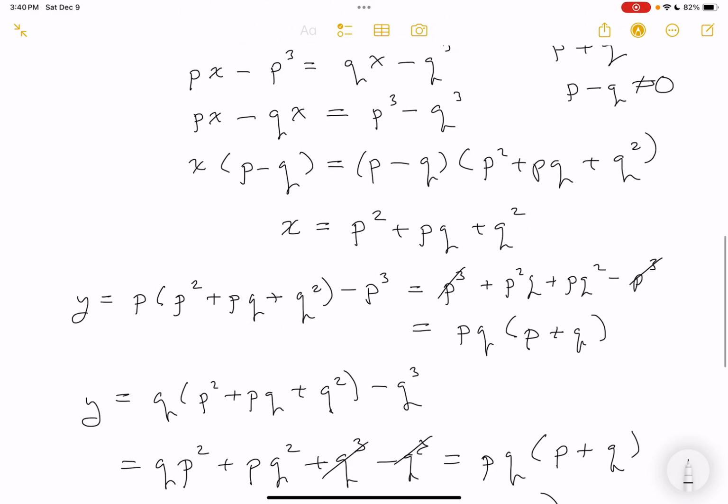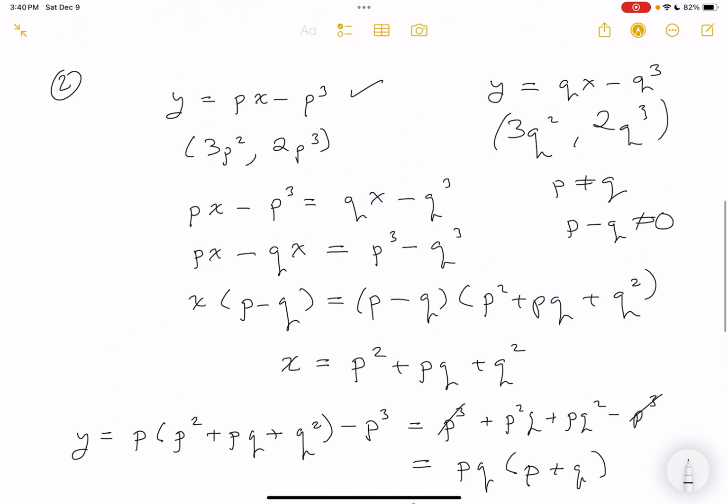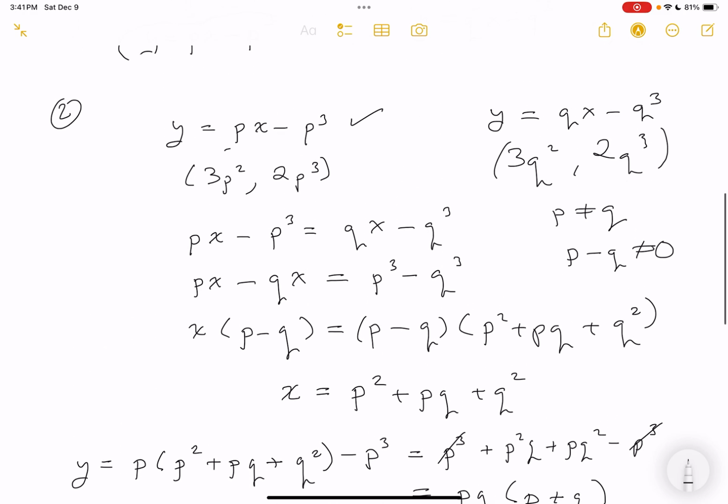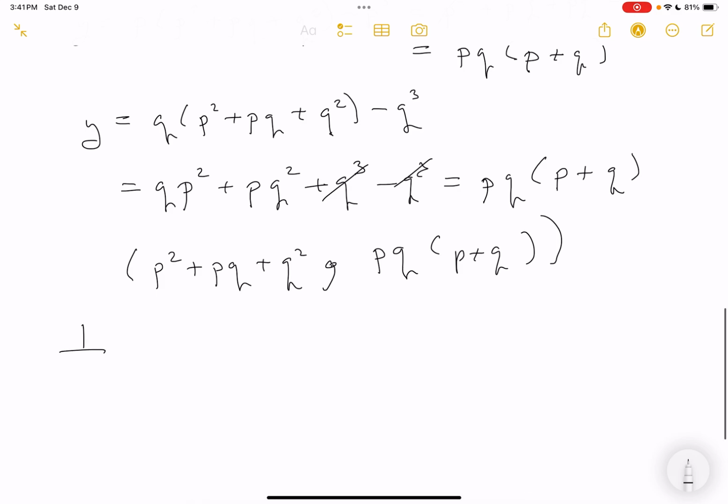And if these two lines are perpendicular, by the way, what does it mean? It means the slope of this guy here times the slope of this guy over here is going to be -1. So if they're perpendicular, what do I know? I know P times Q is equal to -1. All right, so P times Q is -1. So I got to start thinking about this.